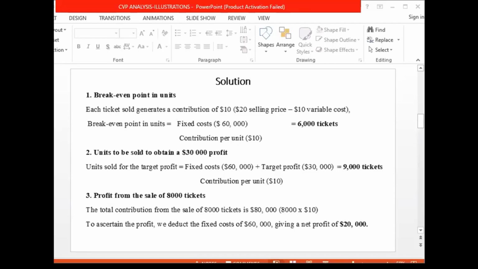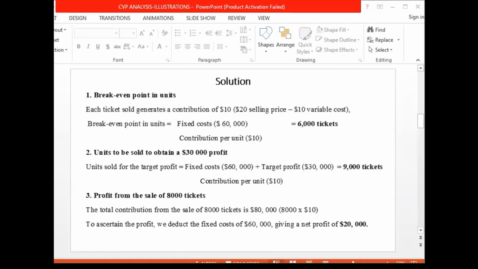What will be the profit? 2,000 times the selling price of 20 will be 40,000. It will not be the same, because for the extra 2,000, you are not taking care of cost. There's a cost incurred to produce them. The contribution margin takes care of variable costs, but fixed costs are fixed.